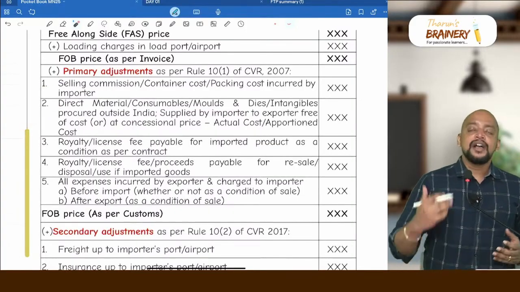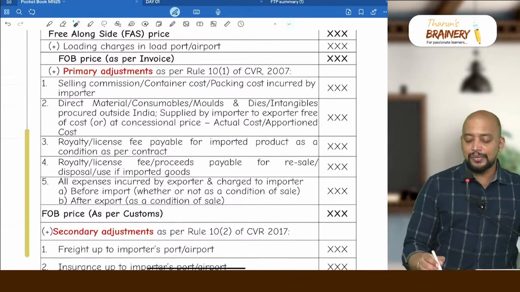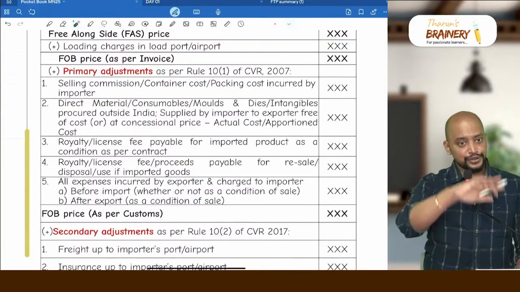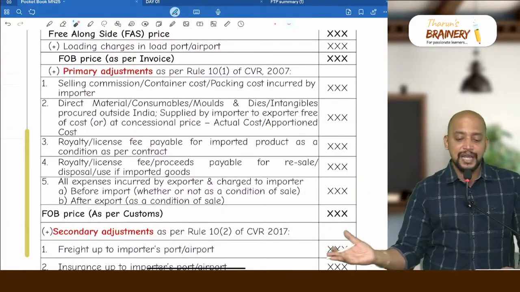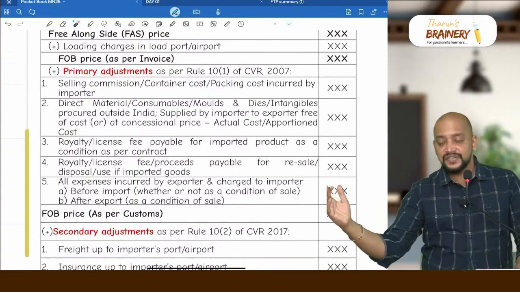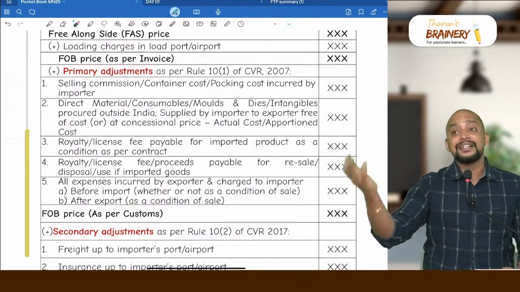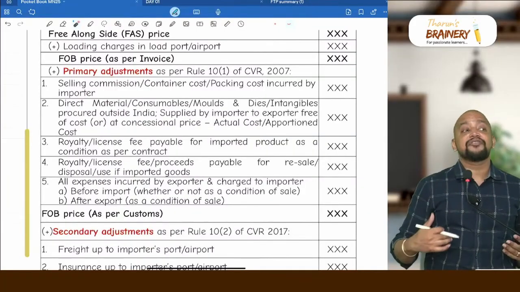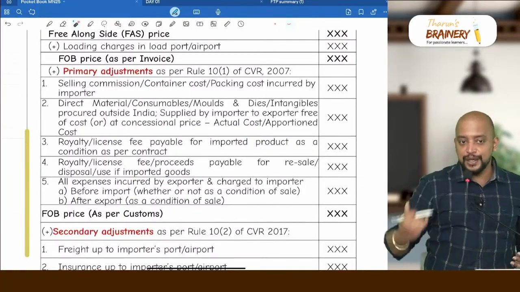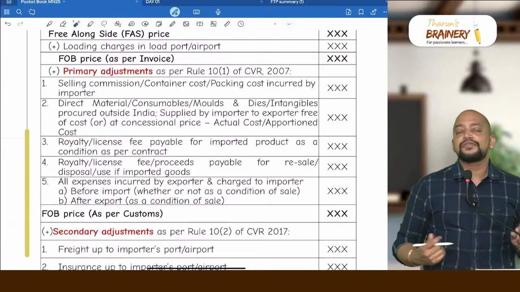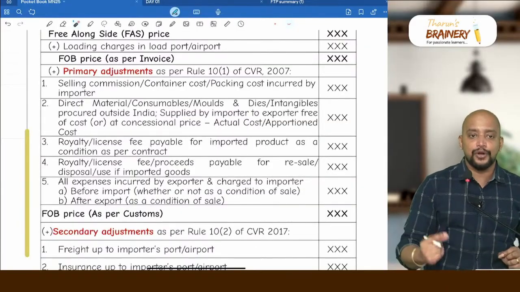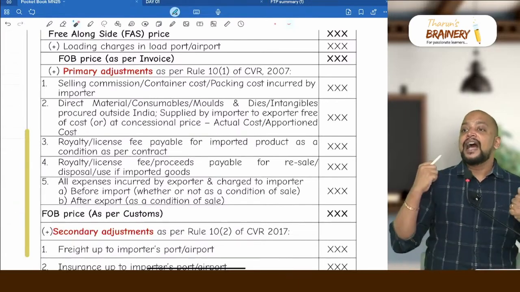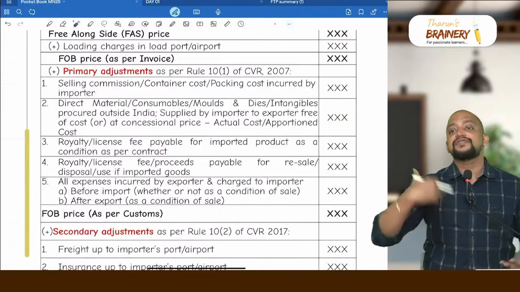Second primary adjustment is related to direct material, consumables or molds and dyes or intangibles. First, direct material: some raw material, or some consumables, or some molds and dyes, or some intangibles are sent by the importer to the exporter. All these are used by the exporter in the manufacture of finished goods, and those finished goods are being imported. Now definitely the exporter will charge only the conversion cost, he will not charge the full amount, because he got the raw material freely, the consumables freely, the intangibles freely, and the molds and dyes freely. Due to that reason, that cost he will not recover from the importer.